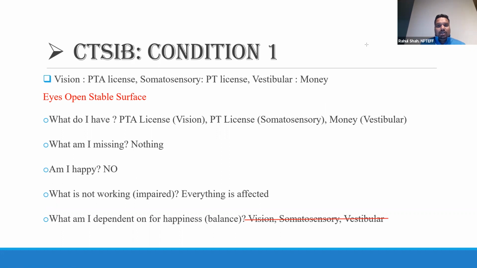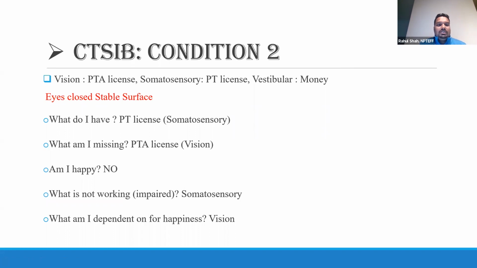Now going to condition 2. Now condition 2, eyes closed, stable surface. So what do I have? I have my PT license, which is the somatosensory, because it is a stable surface. What am I missing? I am missing the PTA license, which is vision. So something that I don't have is something I will depend on for my happiness. So you can always correlate that whatever you are missing is something that you will be dependent on when you cannot balance with something that you already have.